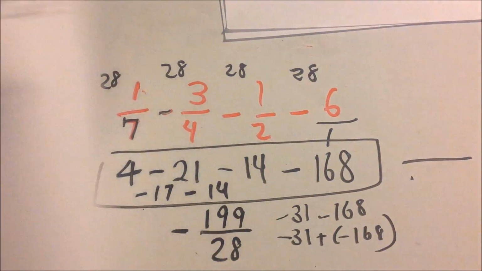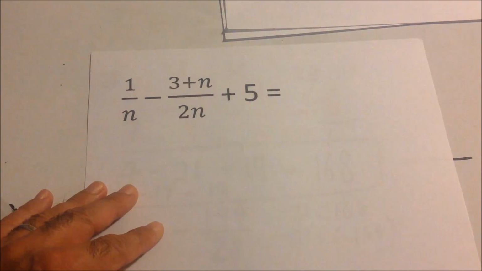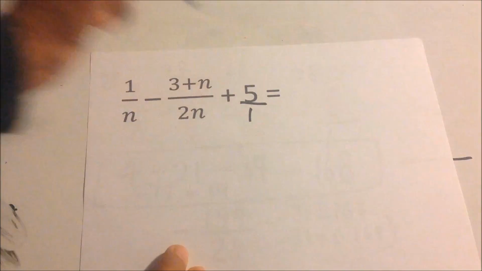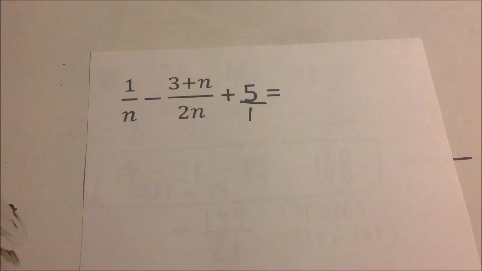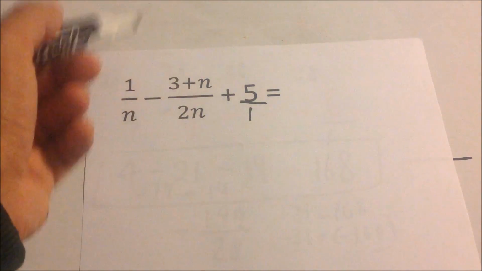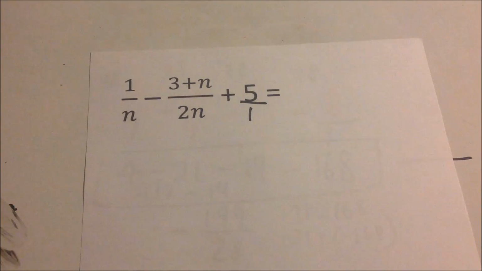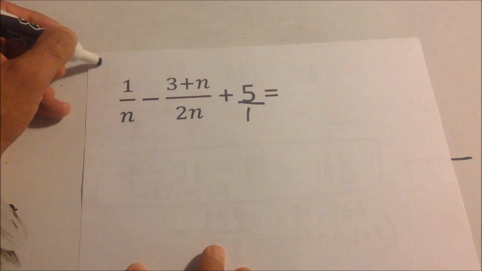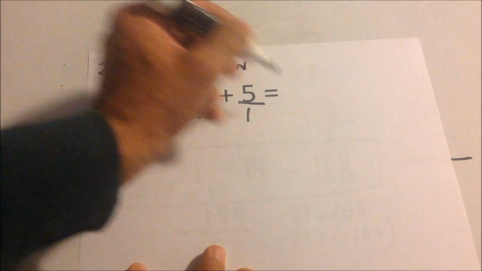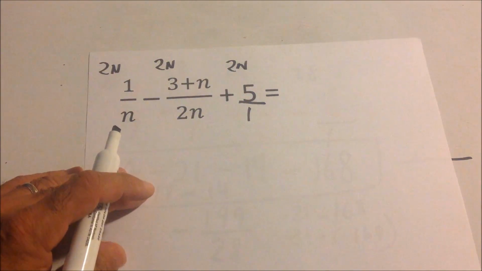What if we had variables? We can still do this with variables. Again, remember, we have a whole number here. We want to put it over 1. So here we're looking for the LCM, and the LCM is 2n. Right? n goes into 2n, 1 goes into 2n, and 2n goes into 2n. So 2n will be our denominator. So we know we're going to have a 2n as a denominator.